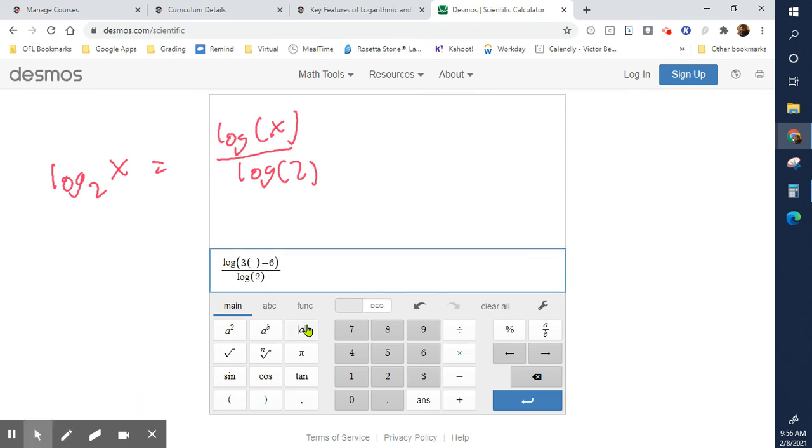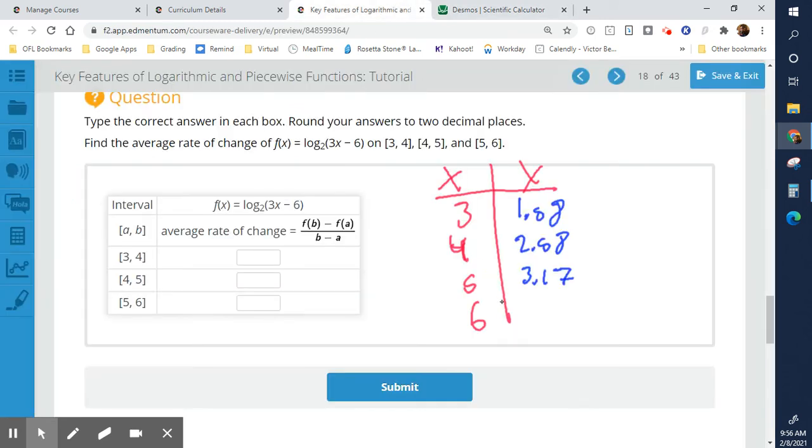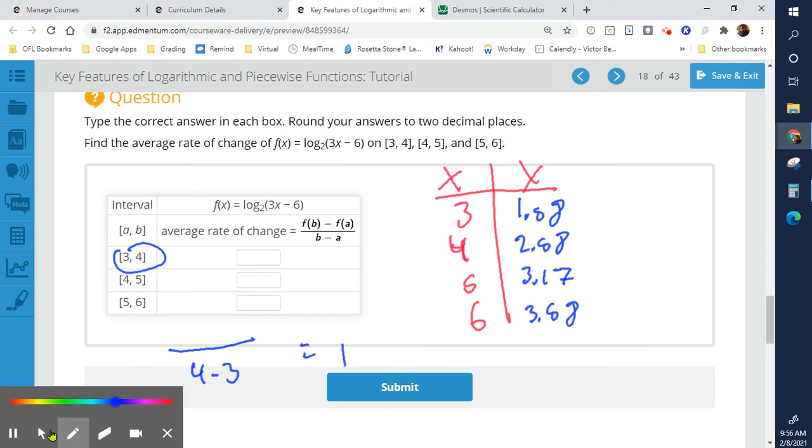So I'm going to change this to 6. And I get 3.58. So I'm going to write down this 3.58. And now, luckily for us, our x2 minus x1 is 4 minus 3. So in other words, that's just 1. Because they're doing it in intervals of 1, I can just put in whatever this minus this is.